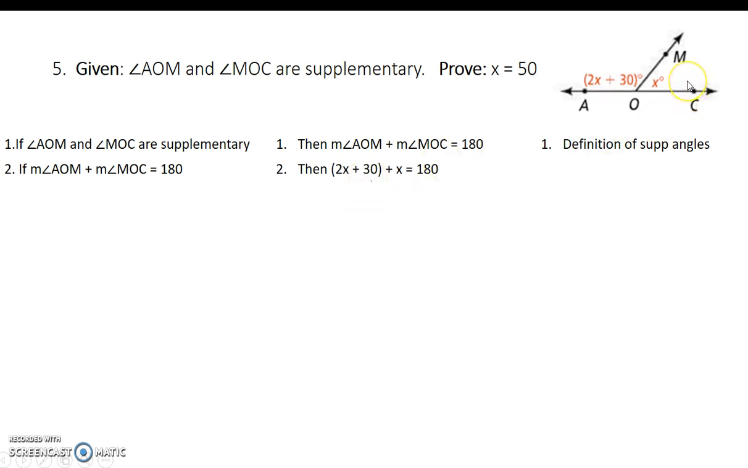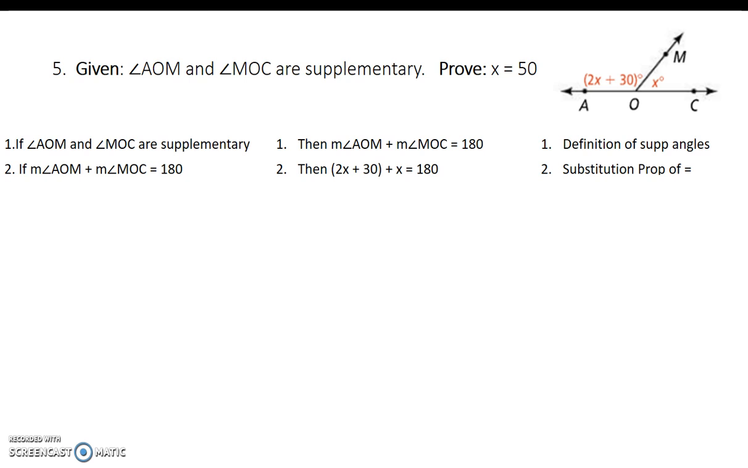And I know that angle MOC was x. So I'm going to put those things in place of these two statements right here. I'm going to put the algebra stuff that they're equal to. Well, what allows us to do that? We're just substituting. So we say it's the substitution property of equality.